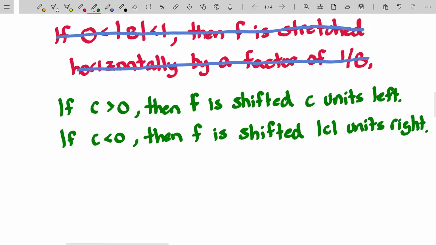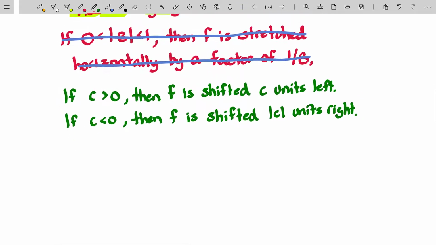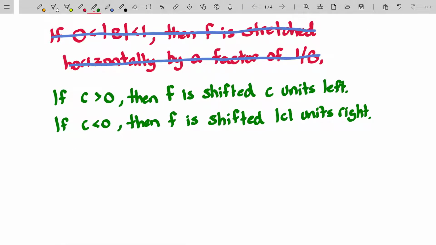So here's kind of a weird thing, the way I write it. And I'm not sure I like the way that I write this, but it is just what it is. If C is positive, F gets shifted left C units. If C is negative, then F is shifted right, the absolute value of C units.